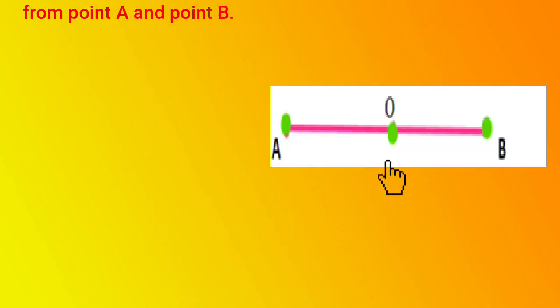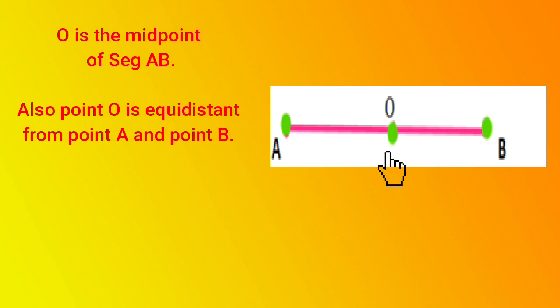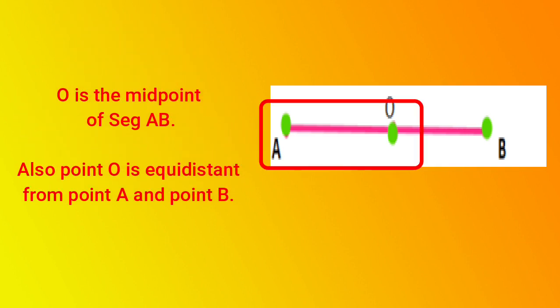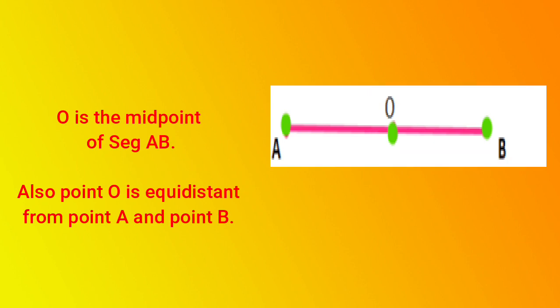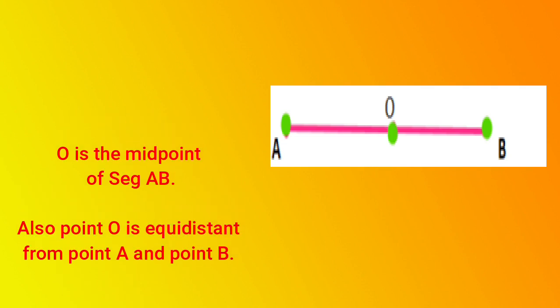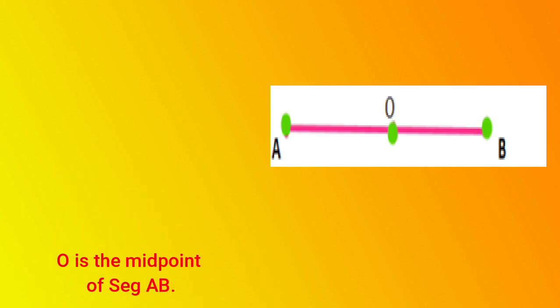In this figure, point O divides segment AB into two equal segments, that is segment OA and segment OB. Hence, point O is the midpoint of segment AB. Also, point O is equidistant from point A and point B.